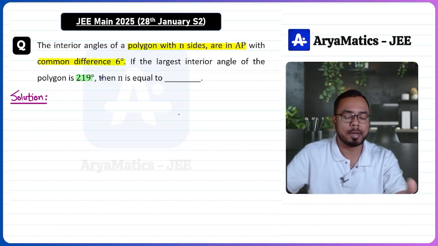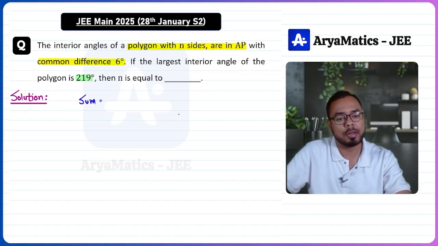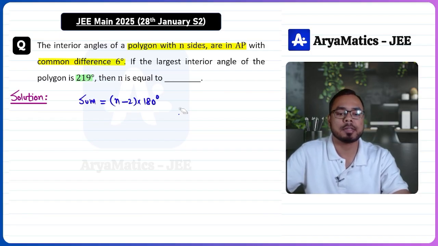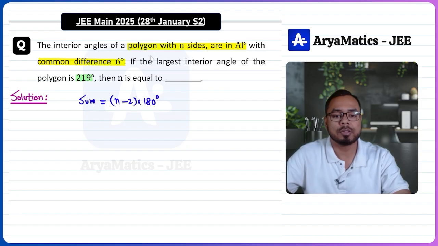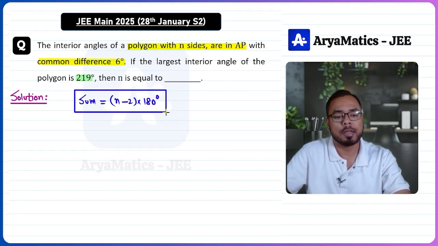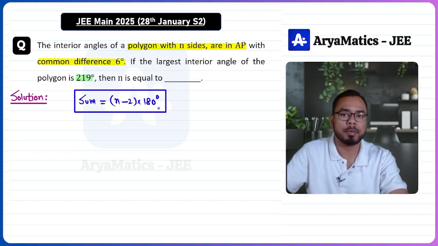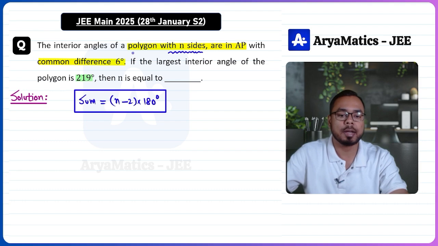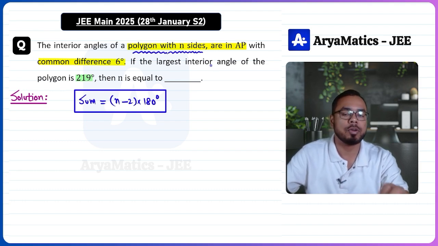Now, before we attempt this problem, there is one simple formula that you should know: in case of any polygon, the sum of all the interior angles is n minus 2 into 180 degrees. For example, if I have a triangle, then the sum of all the angles will be 180 degrees. So that is 3 minus 2 into 180. In case of a quadrilateral, 4 minus 2 into 180, that will be 360. In case of a pentagon, 5 minus 2 into 180, that will be 540, and so on. So in case of a polygon of n sides, the sum of all the interior angles is always n minus 2 into 180.